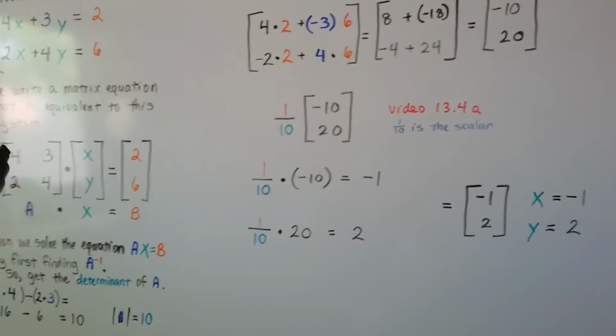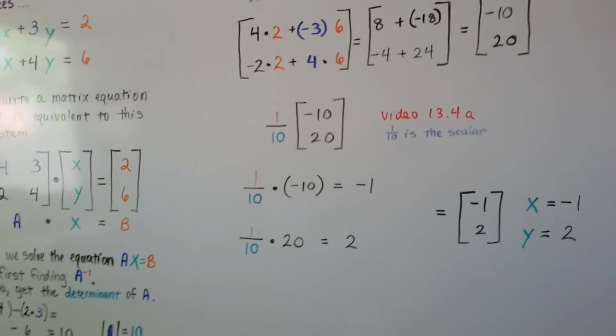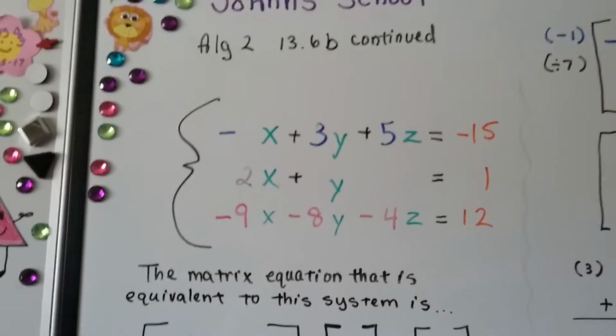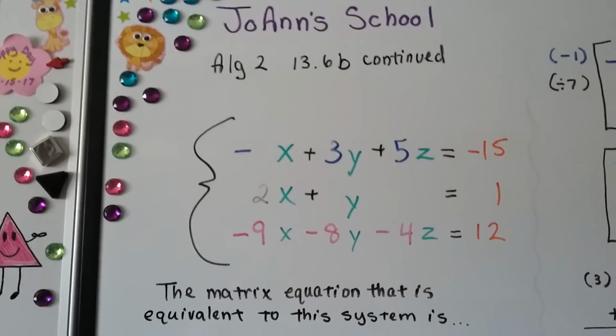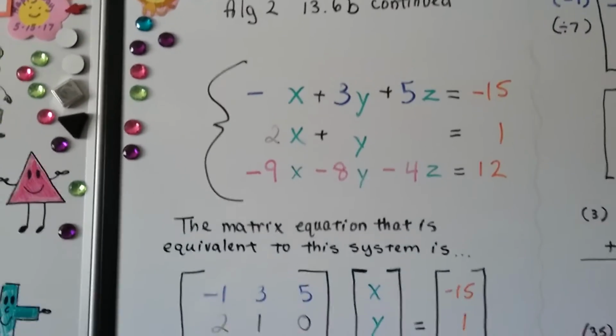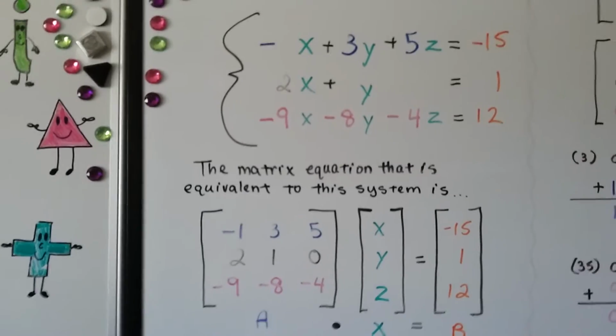But that was a 2 by 2 matrix. So that wasn't too bad, right? All right, so let's try a little bit bigger one. Look at this system. We have a system of 3 equations and 3 variables. And the matrix equation that is equivalent to this system is this.